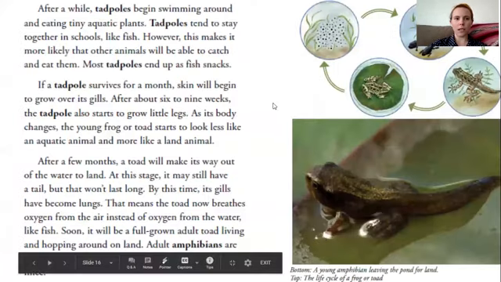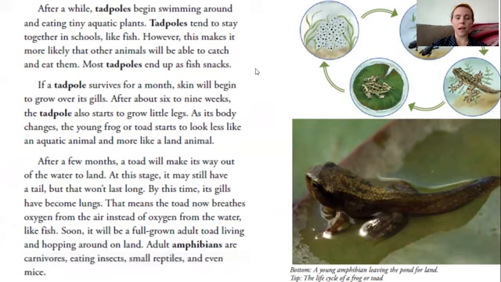After a while, tadpoles begin swimming around and eating tiny aquatic plants. Remember, aquatic means it's in the water. Tadpoles tend to stay together in schools like fish. However, this makes it more likely that other animals will be able to catch and eat them. Most tadpoles end up as fish snacks. If a tadpole survives for a month, skin will begin to grow over its gills. After about 6 to 9 weeks, the tadpole also starts to grow little legs. As its body changes, the young frog or toad starts to look less like an aquatic animal and more like a land animal.